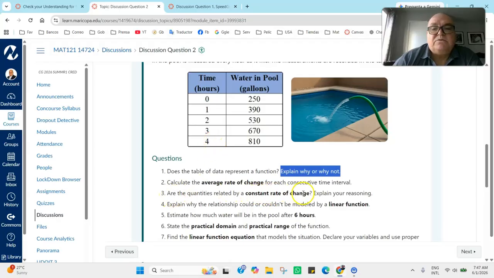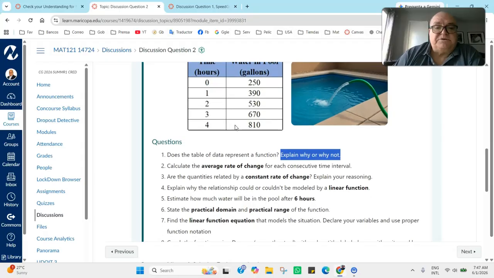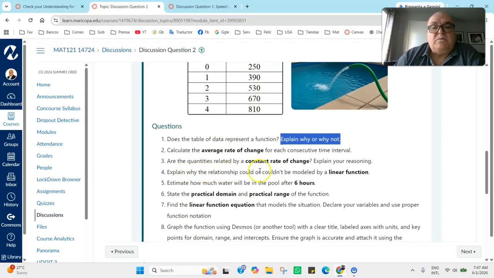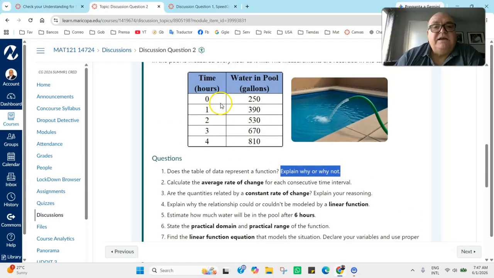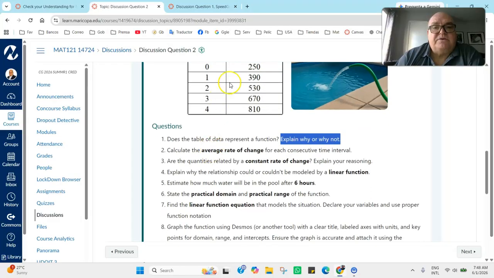Are those quantities related by a constant rate of change? If this rate of change here, and this rate of change here, and this rate of change here between intervals are the same or almost the same, we could say it's constant. So it's going to be a constant rate of change. Explain why the relationship could be modeled as a linear function. Estimate how much water will be in the pool after 6 hours. You can see here 1, 2, 3, 4 hours, but what about 6 hours? So using average rate of change, you will determine how many gallons in 6 hours.